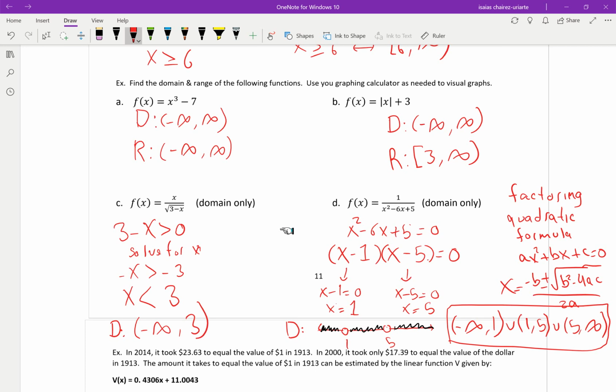That one's a little bit tricky. We do not want the denominator to be 0, and we do not want the inside of the radical to be negative. That's what we're trying to avoid there. Okay, so hopefully you agree with this. Let's move on to the last example in this part.